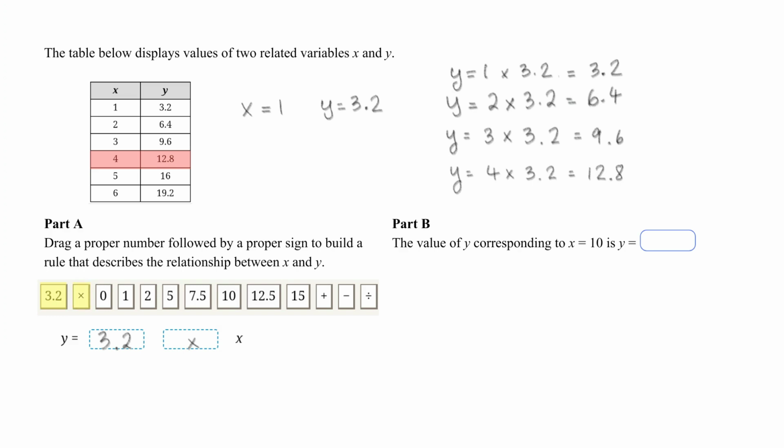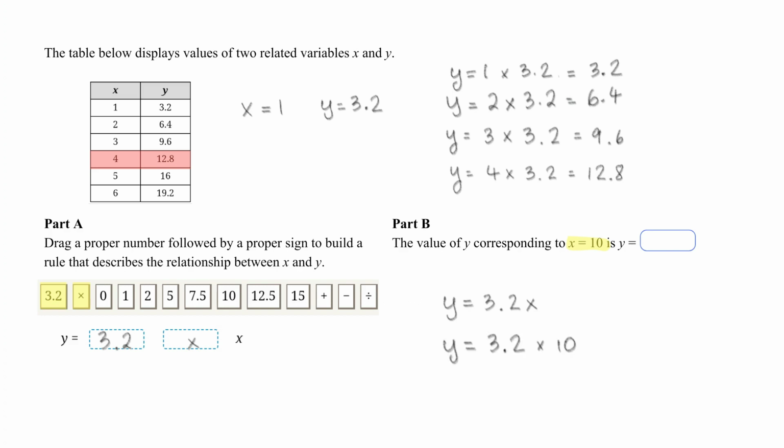Part B. Now that we have our rule, y equals 3.2 times x, we can find y for any value of x, even numbers that aren't on the table. The question asks, if x equals 10, what is y? Plug it into our rule. Y equals 3.2 times 10.